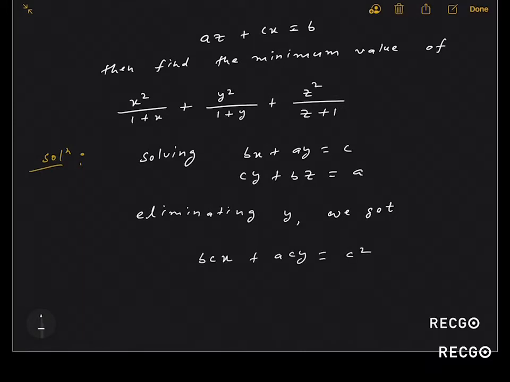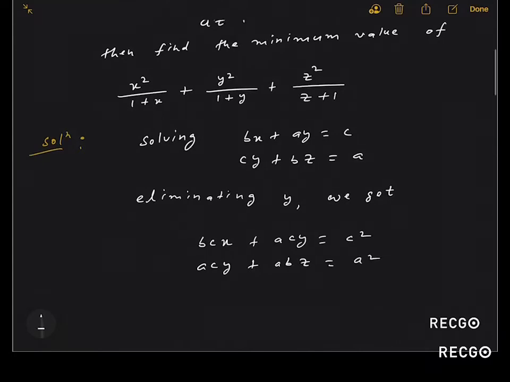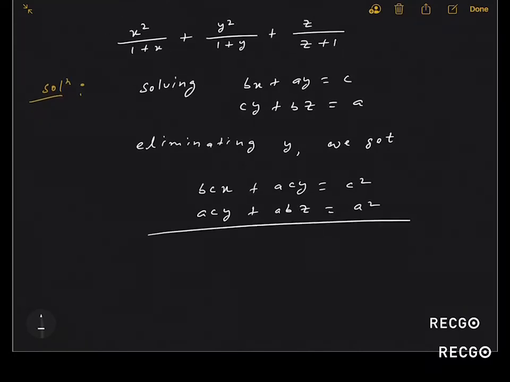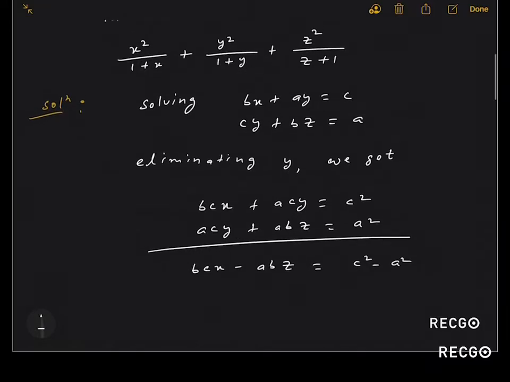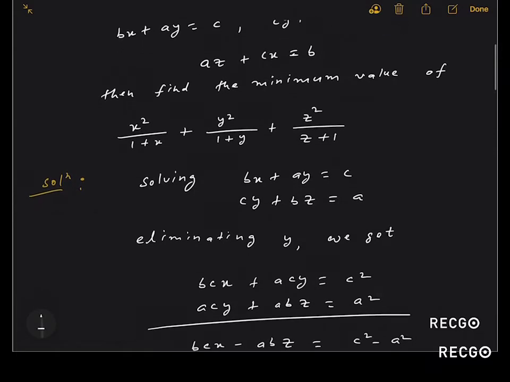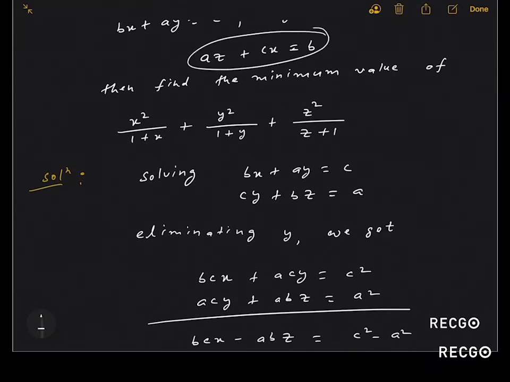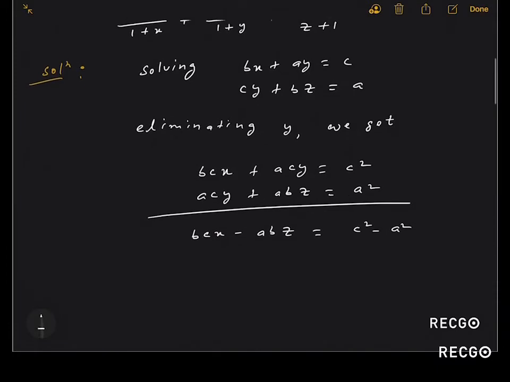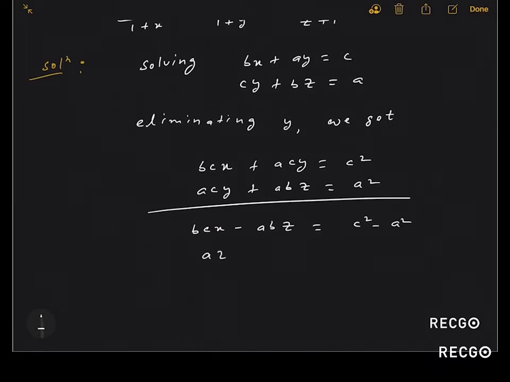I'm multiplying the first equation by c, and I'm multiplying the second equation by b, and I'm going to subtract these two new equations. After subtracting, I'm getting b into c into x minus a into b into z, that is equal to c square minus a square. Now you can see the third equation is in terms of x and z. So let us write the third equation just below the new equation. Writing the third equation, I'm getting az plus cx is equal to b.